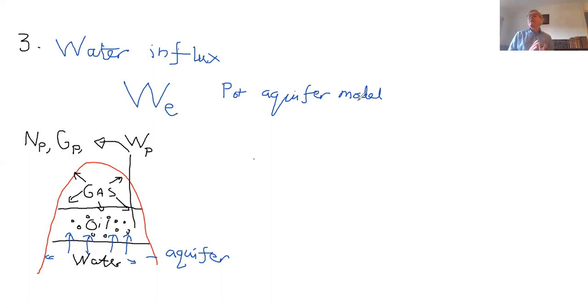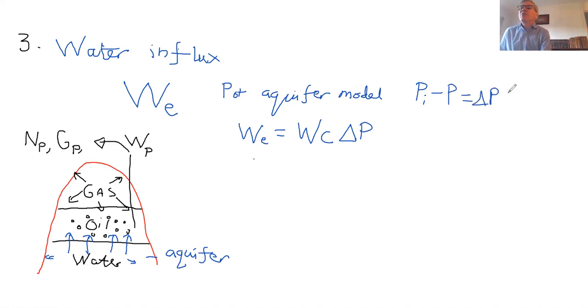Just for simplicity in this presentation, we're going to just choose one aquifer model, which is an aquifer that's actually well connected, relatively small in size, and so the aquifer instantly sees the same pressure drop as seen in the hydrocarbon column, in which case WE can be written as WC delta P, and delta P is the pressure drop, so delta P, Pi minus P, is delta P, and that is a positive number. Okay, so that is the water influx.